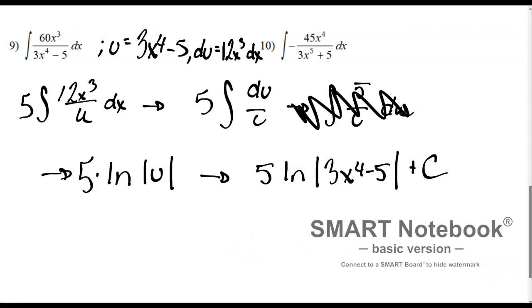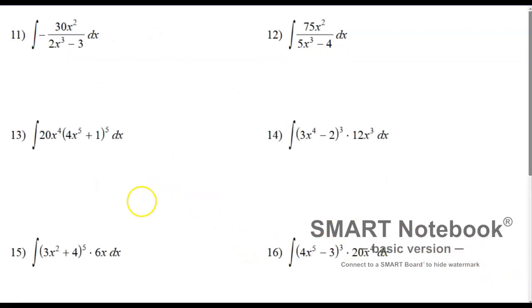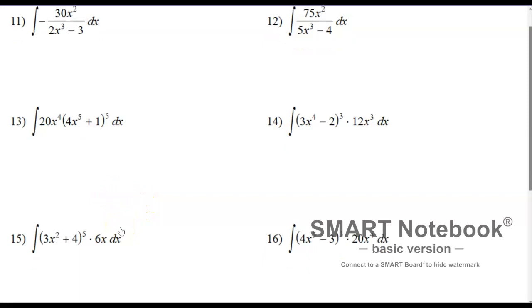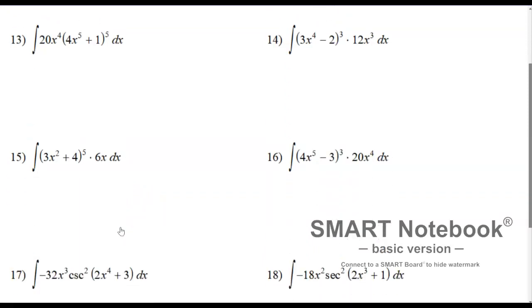All right. Let's go to the 4th out of 5 sets. So that would take us to 13. Let's go ahead and hit it straight. Integrate 20x to the 4th times (4x to the 5th plus 1) raised to the 5th, dx. So there's a lot going on here.